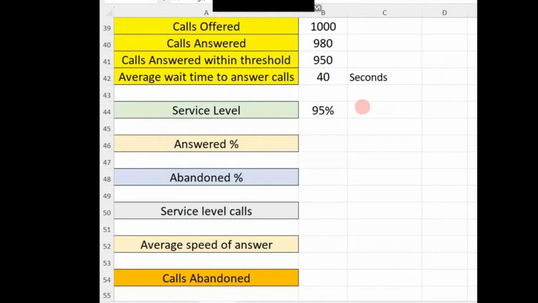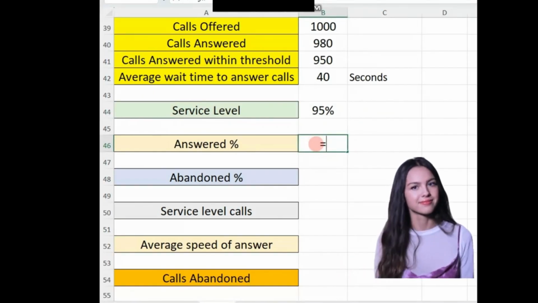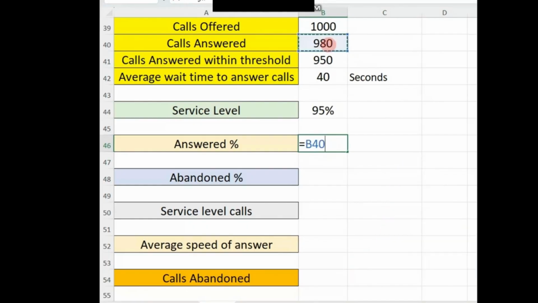The answer percentage calculation would be total calls answered, which we have here as 980, divided by total calls offered, which is 1000. So here 98% is the answer percentage. I hope that is clear. In case you have any doubt, please mention it in the comment section.